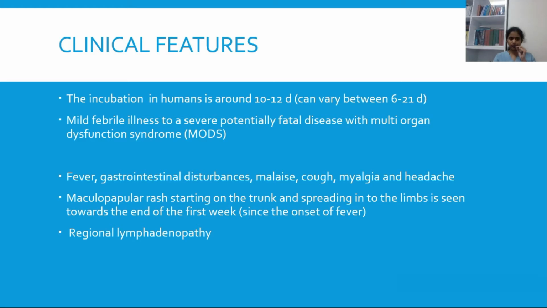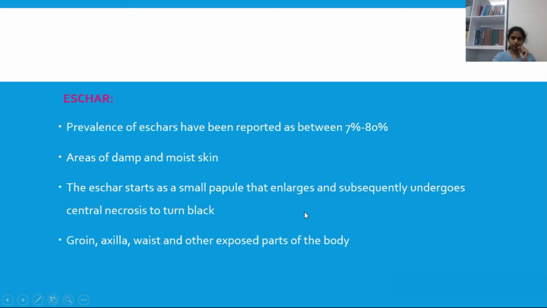Maculopapular rash starts from the trunk, and it can spread up to the limbs. We can see this rash by the end of the first week, and regional lymphadenopathy is one of the common findings in scrub typhus. These are all maculopapular lesions. They can be seen all over the body, mainly on the trunk, followed by the limbs.